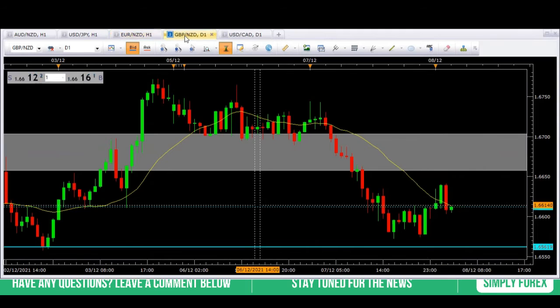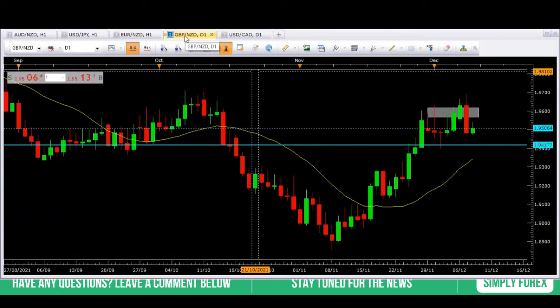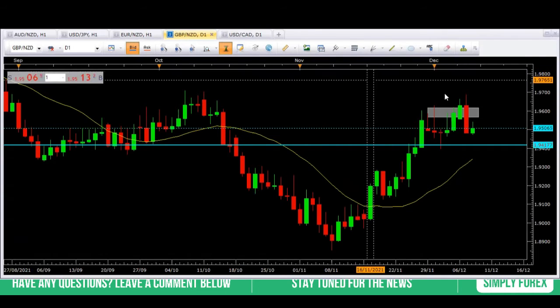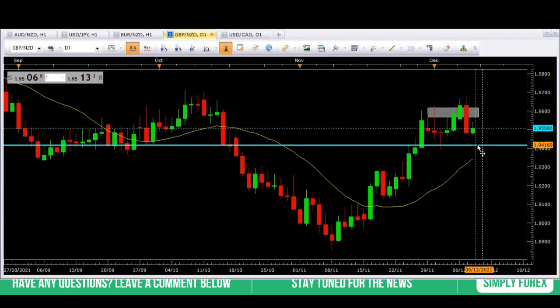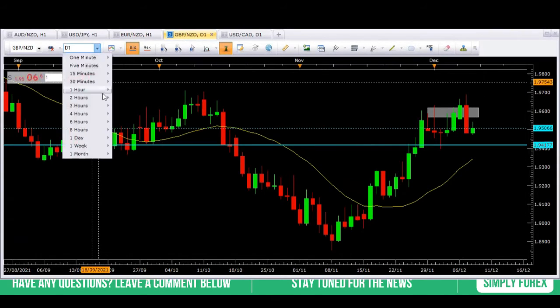Okay, the next one is the pound against the New Zealand dollar. Obviously, this is very correlated to the euro against the New Zealand dollar. So trade your best setup, whichever one gives you the best setup. All right, but similar story, guys. We had a large bearish engulfing pattern. So I think we can take price back down to this blue line of 19416. Let's look at H1 for execution.